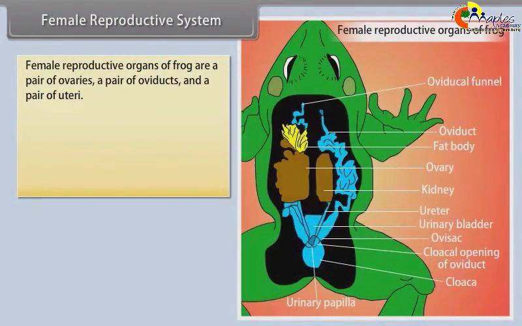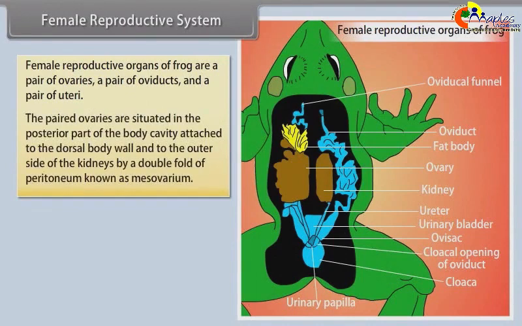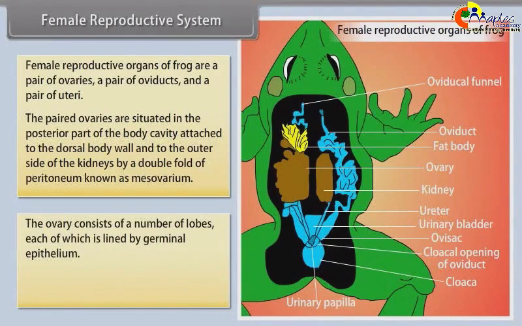Female reproductive system. Female reproductive organs of frog are a pair of ovaries, a pair of oviducts, and a pair of uteri. The paired ovaries are situated in the posterior part of the body cavity attached to the dorsal body wall and to the outer side of the kidneys by a double fold of peritoneum known as mesovarium. The ovary consists of a number of lobes, each of which is lined by germinal epithelium.